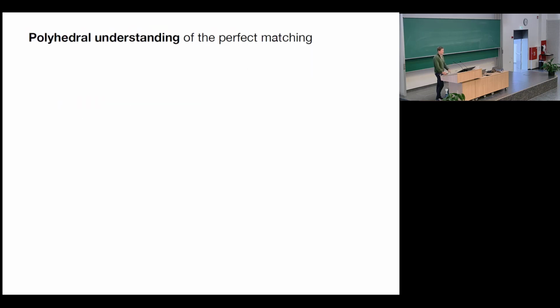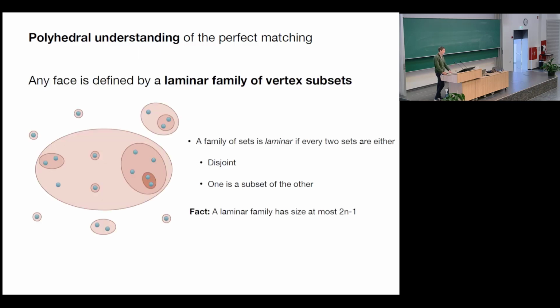And the second ingredient is that, okay, there were exponentially many inequalities, but as it turns out, any phase is described by very few inequalities. And moreover, they're what we call a laminar family of vertex subsets. So what is a laminar family? That is a family of subsets so that you have no non-trivial intersections. So either 2 sets are disjoint or one is a child of another. Okay? So there's a very nice structure to these phases, even though you have exponentially many constraints. In particular, any phase is described by at most 2n minus 1 equalities.